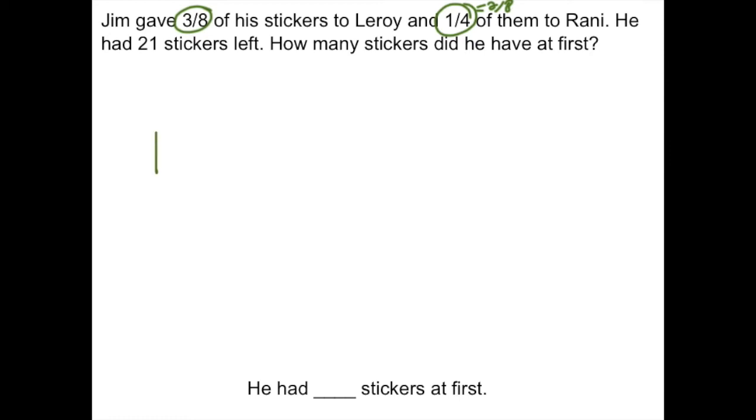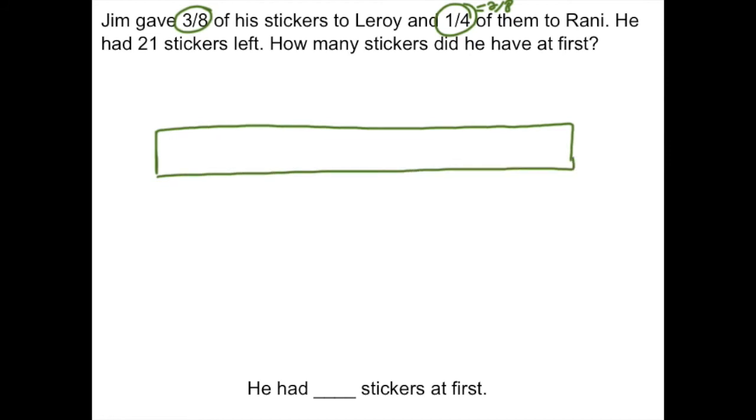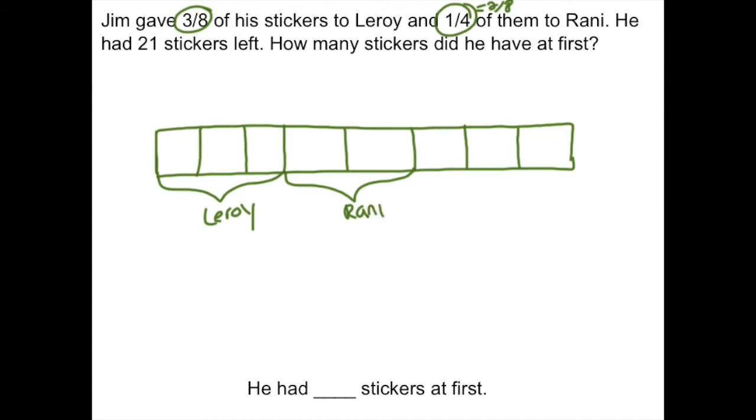Now I can show how much he gave to Leroy and how much he gave to Rainey easily on one bar. So I'm going to draw my full bar. I'm going to split it up into 8 parts. I know that 3 parts were given to Leroy. I know that 2 parts were given to Rainey. I know that he had 21 stickers left, and I do not know how many he had at first, but I want to find that out.